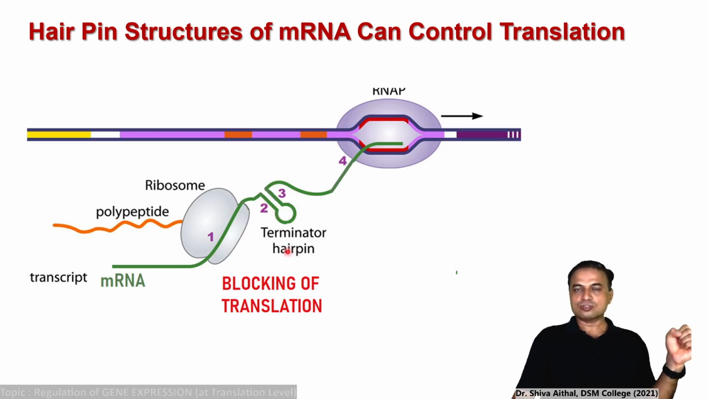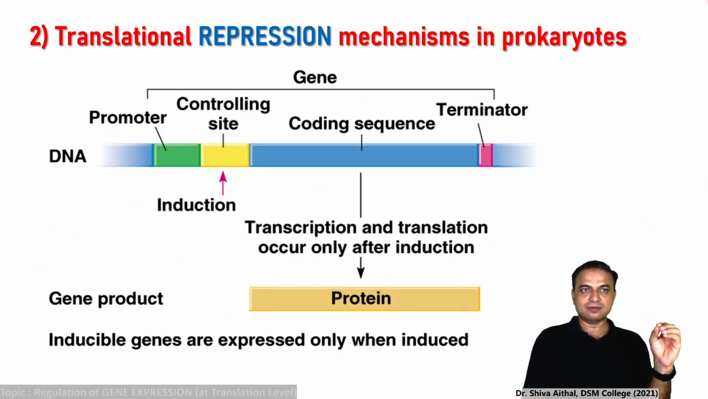So hairpin structures of the mRNA can also regulate transcription, and can control translation as well. Here we are describing the blocking of translation by the formation of a hairpin and loop structure, which is called the terminator structure or the attenuator structure. So this is the first type.